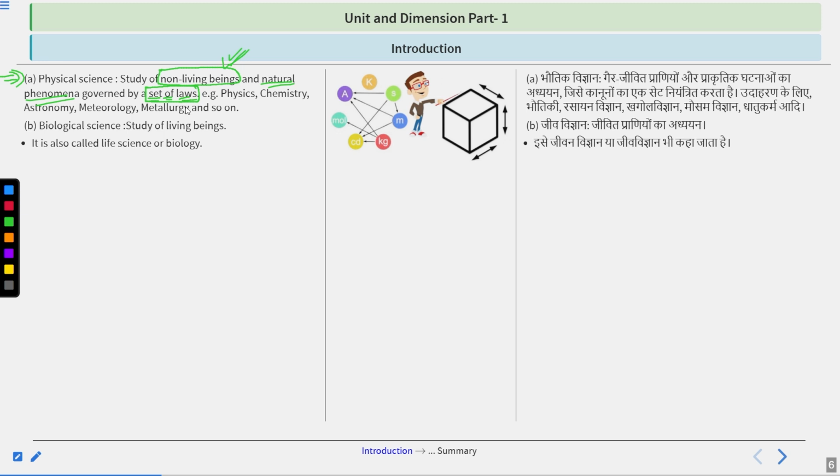Examples of this: physics, chemistry, astronomy, meteorology, metallurgy, and so on. Because in physics, there are no living beings involved. In chemistry, no living beings. In astronomy, no. Meteorology, no. Metallurgy, no. These are all non-living things. Anything that happens with them, anything they are involved in, is all because of natural phenomena.